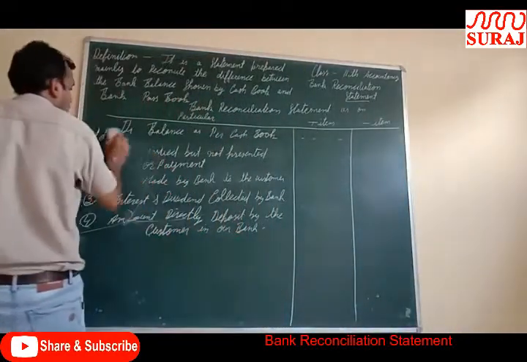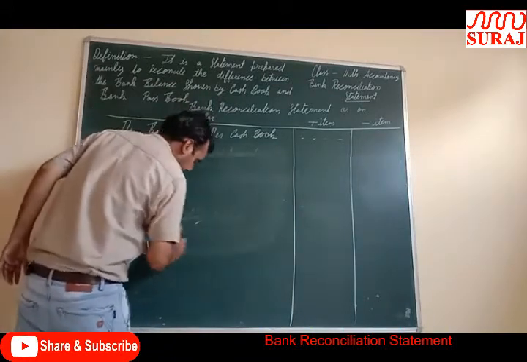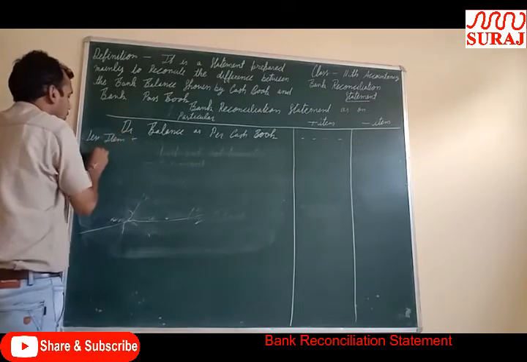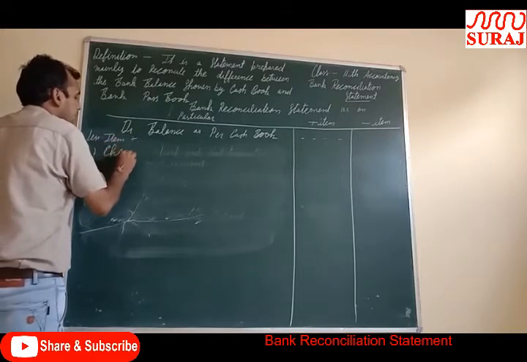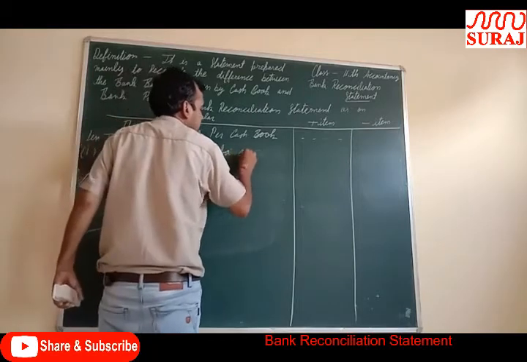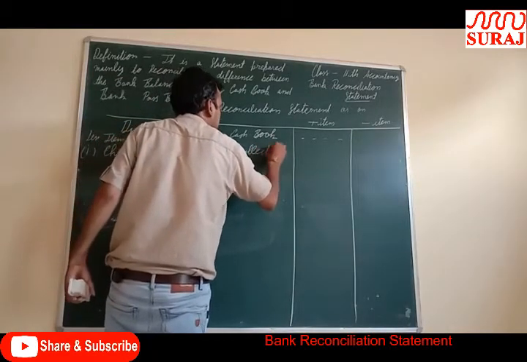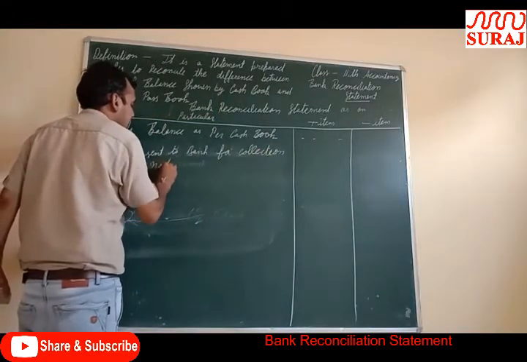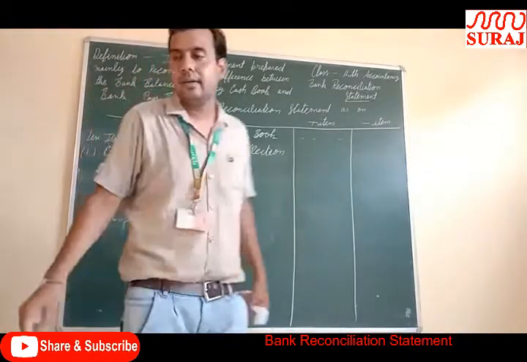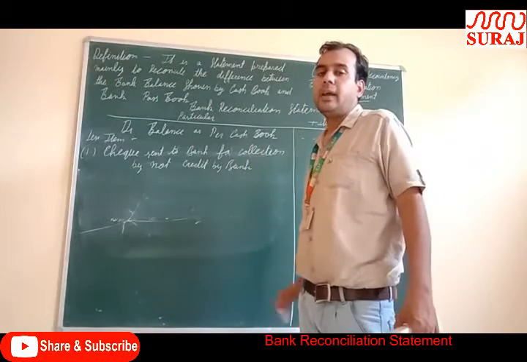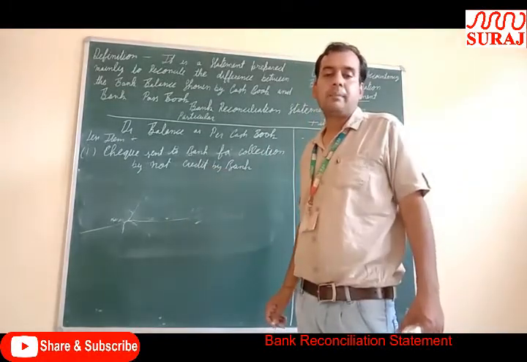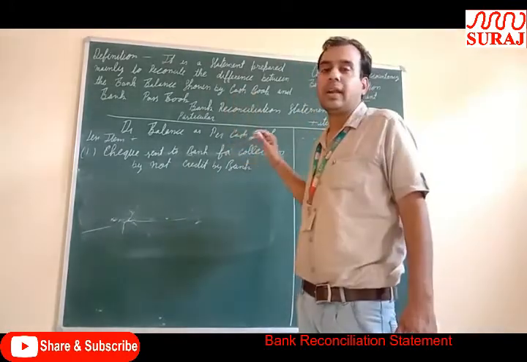Now I will discuss with you some minus items, the items which will be less. First of all, amount cheque sent to bank for collection but not credited by bank. Any cheque sent to the bank for collection will be recorded and the cash book bank balance will be increased, with no change in the passbook because the passbook is not yet credited by the bank. So for reconciliation, you decrease the cash book and that is your minus item.